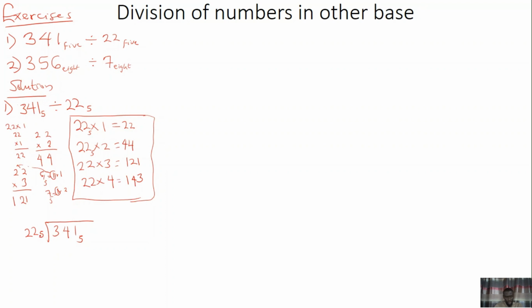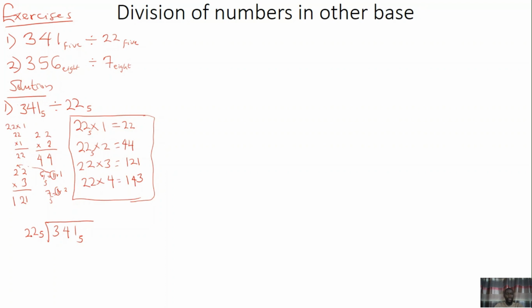Now, how are we going to do this division? To do division in base 5, we are going to say how many 22 goes in 3? That is not possible, right? Since that is not possible, we are going to add one digit to it, which is 4. Now, how many 22 goes in 34 base 5?